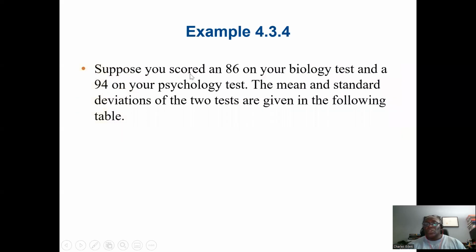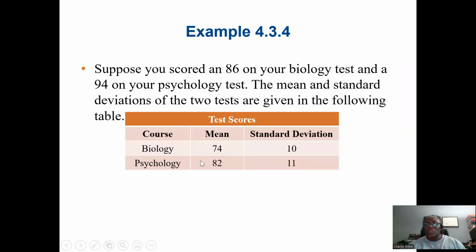So suppose you scored an 86 on the biology test, and then 94 on your psychology test. The mean and standard deviation for the 2 tests are given in the following table. So we know the mean is 74 and the standard deviation is 10 for biology. Psychology is 82 and 11. Now, based on the mean score of the whole test and the standard deviation of the whole test, we can determine whether the student did better in biology or psychology.